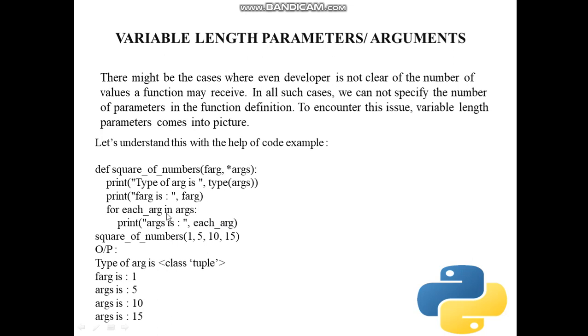Then I'm using a for loop. For each arg in args, I'm printing the value of each arg, so it is going to print all the values. Now I'm calling square of numbers, and here I'm passing 4 arguments. Understood? 1, 5, 10 and 15. What is this function doing? It is just printing first arg is, and then it will go in my for loop and print all the values. It will print 1, 5, 10 and 15. So that means with variable length parameters, we can provide any number of parameters while calling the function.